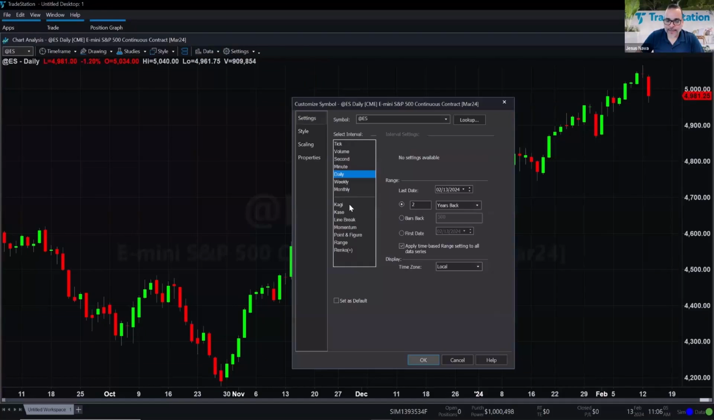This is where you find the price-based charts, right here under select interval. You're going to see that the box is divided in two. There's a horizontal line right in the middle. The ones above that line are based on time and the ones that are based on activity. So they're mixed together.